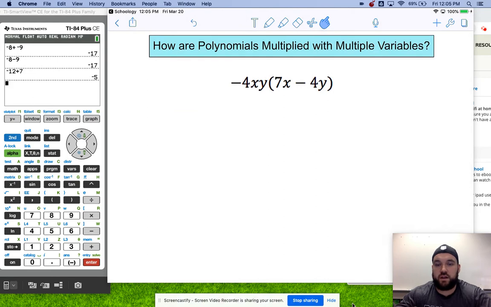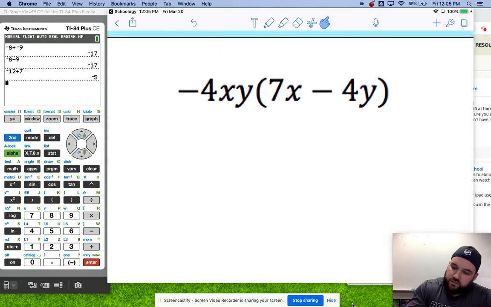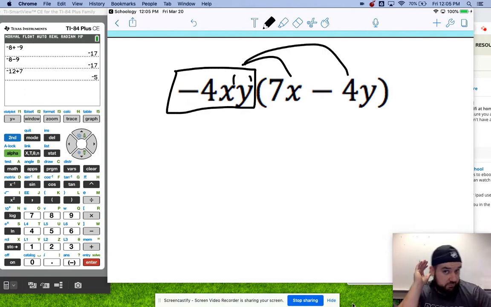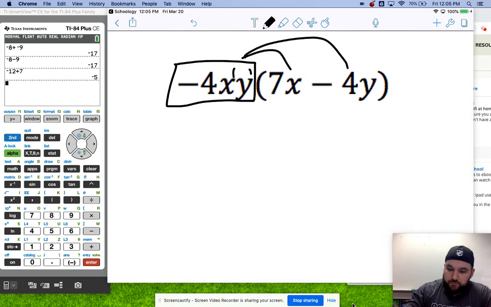Last thing I want to just take a quick look at is what happens if one of the terms or one of the monomials has multiple variables in it. Okay, so if I were to take the monomial -4x to the first, y to the first, I'm going to distribute that with this binomial of 7x minus 4y. Okay, if I do that, I now have -4 times 7. So the coefficient, or the number in front, will be -28.